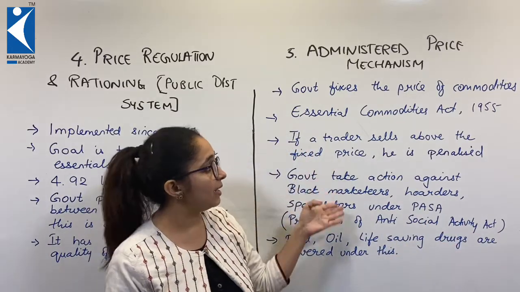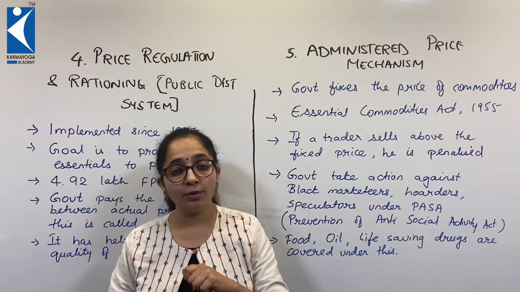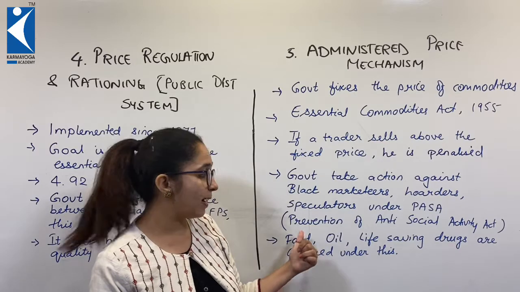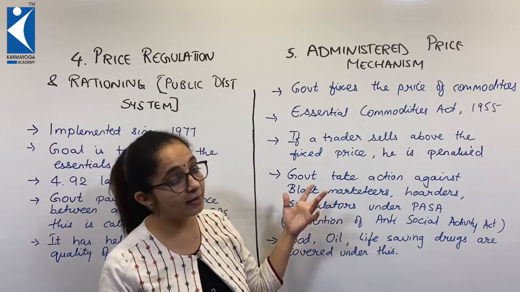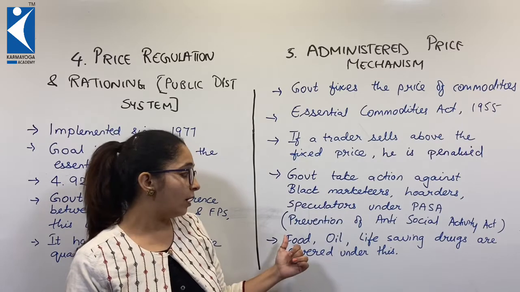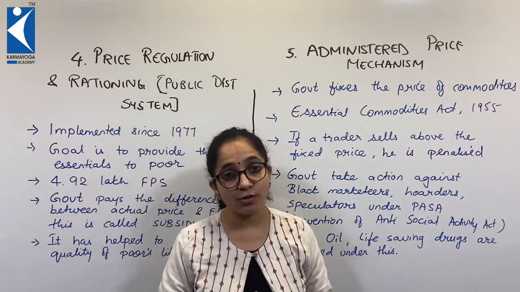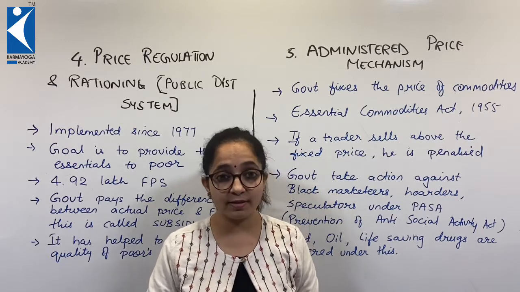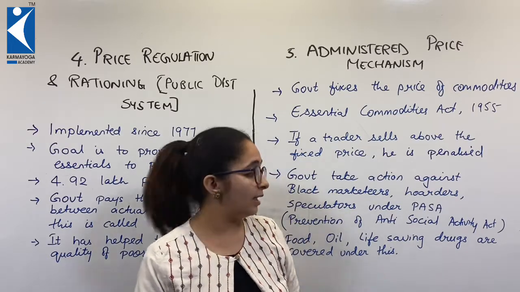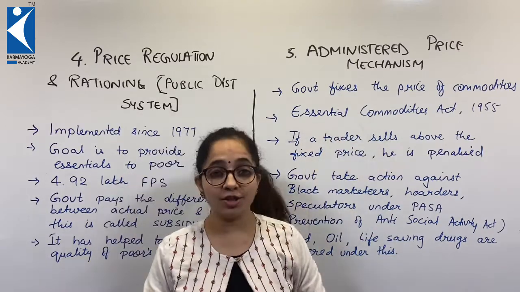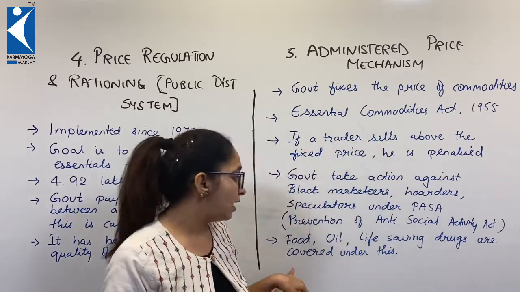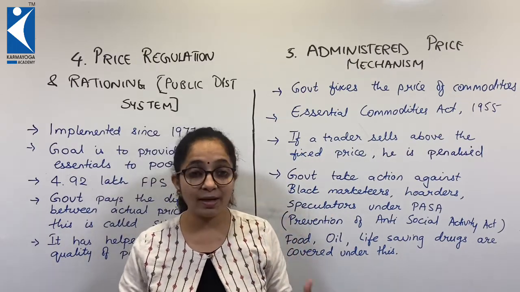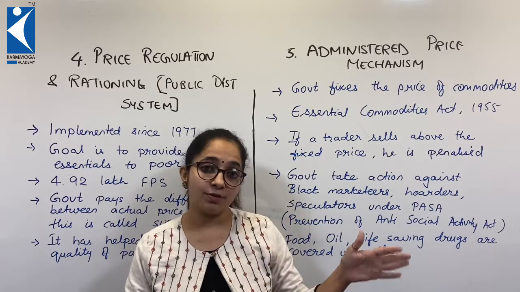See, these are basic essentials. For making money you do a wrong thing, and that's why the society suffers, it is anti-social. So under this act, PASA, they are penalized, they are punished. Food, oil, life-saving drugs also. Certain medicines, like the blood pressure medicines, the diabetes medicine, the fever medicine, are also covered under this Essential Commodities Act. So this helps to control price, because they are not allowed to hoard, they are not allowed to black market, so they have to sell it afresh.